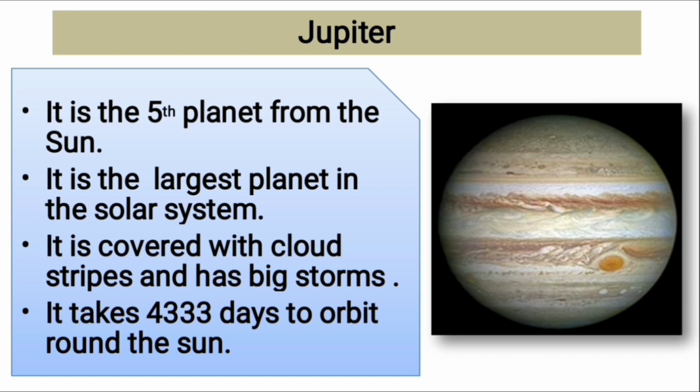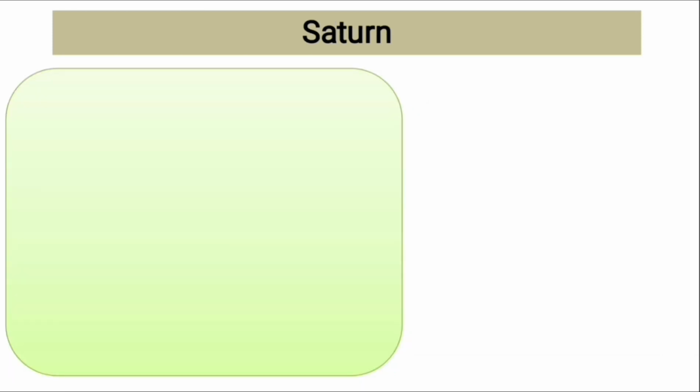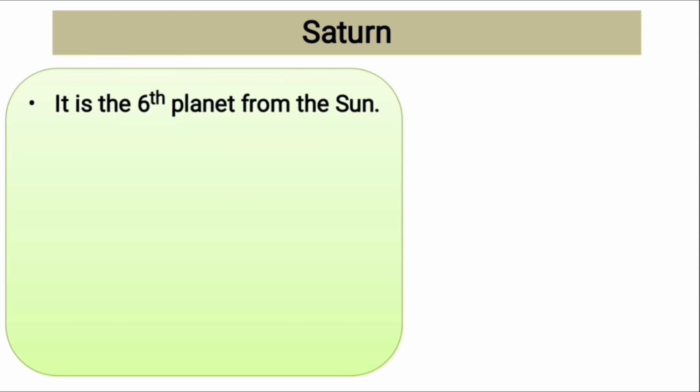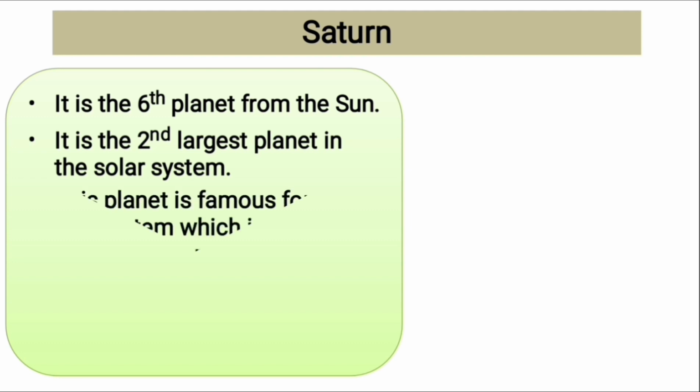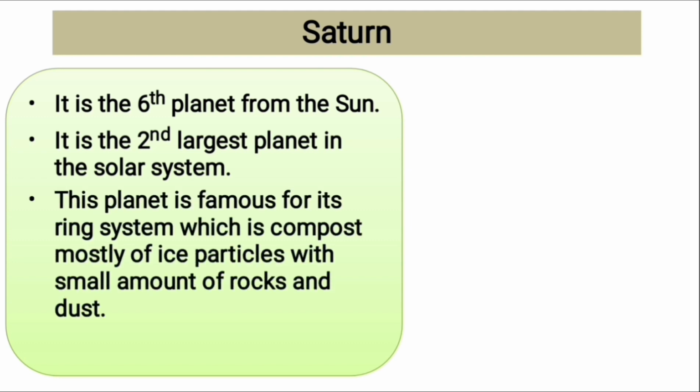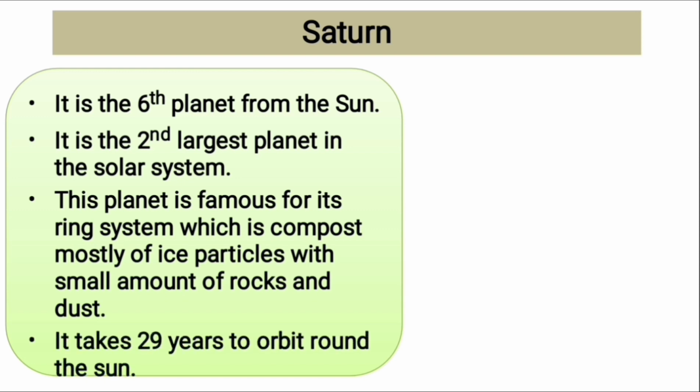Then our next planet is Saturn. It is the sixth planet from the Sun. Also, it is the second largest planet in the solar system. This planet is famous for its ring system, which is composed mostly of ice particles with small amount of rocks and dust. It takes 29 years to orbit round the Sun.